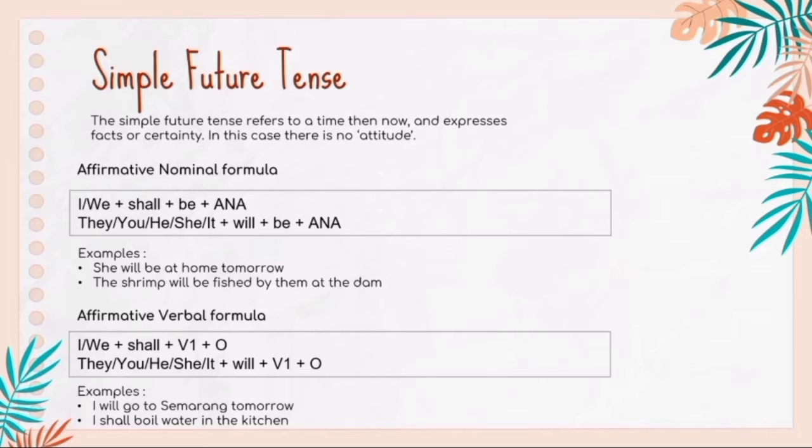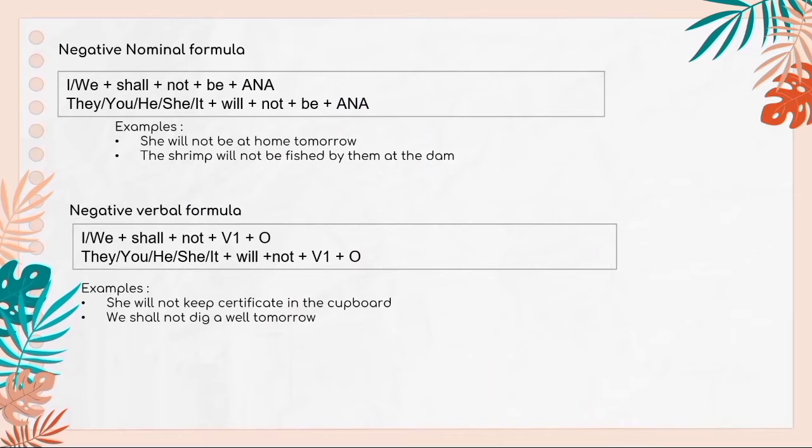Affirmative verbal formula: I or we plus shall plus verb 1 plus O. They, you, he, she, it plus will plus verb 1 and object. Examples: I will go to Semarang tomorrow. I shall pour water in the kitchen. And negative nominal formula: I or we plus shall not plus be and Anna. They, you, he, she, it plus will not plus be and Anna.